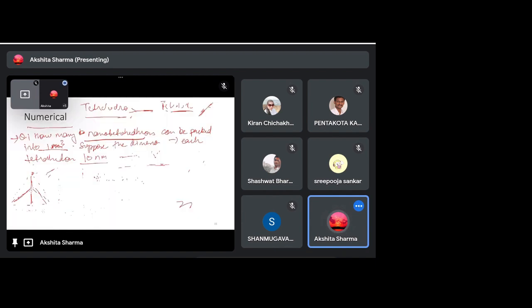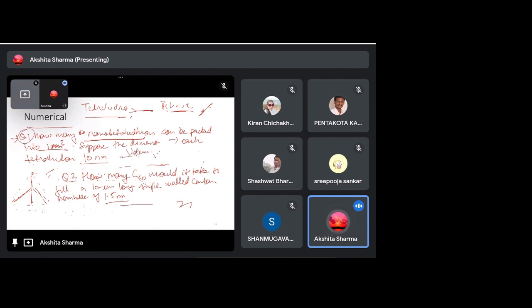I will write the question on the board. Question number 2. How many C60 would it take to fill a 10 micrometer long single walled carbon nanotube of 0.5 nanometer? Fine. This question will be solved as this only.